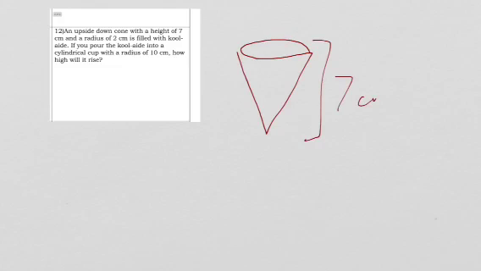All right, I actually love this question. Let's draw a picture. So we have an upside down cone. Here it is. It has a height of 7 centimeters and a radius of 2 centimeters. And it's filled to the brim with Kool-Aid. Yum. Got some Kool-Aid going on here.